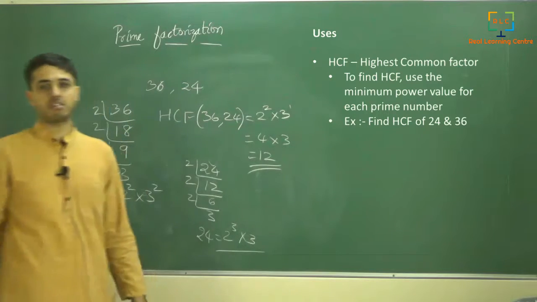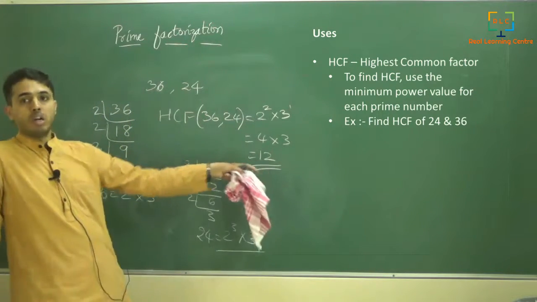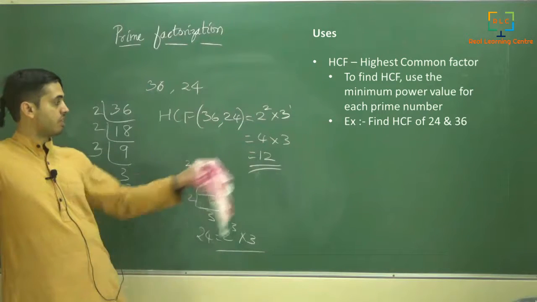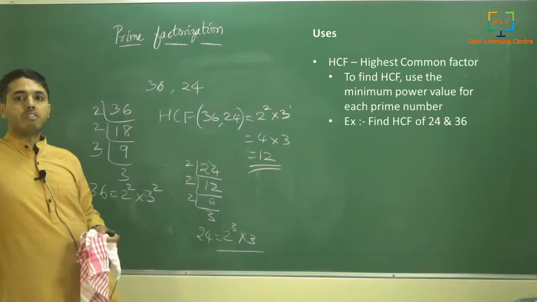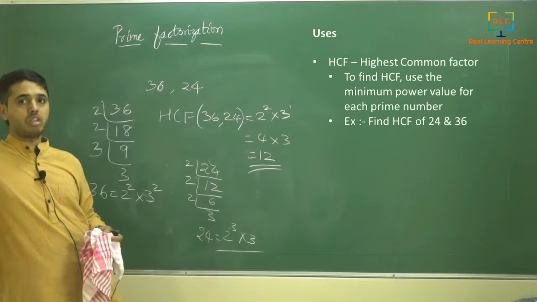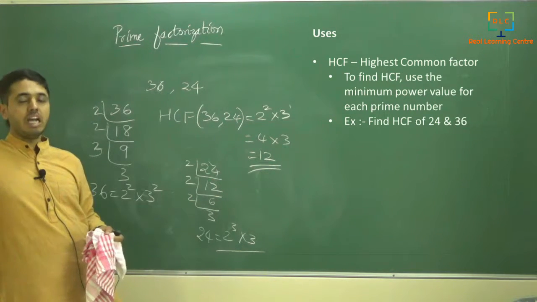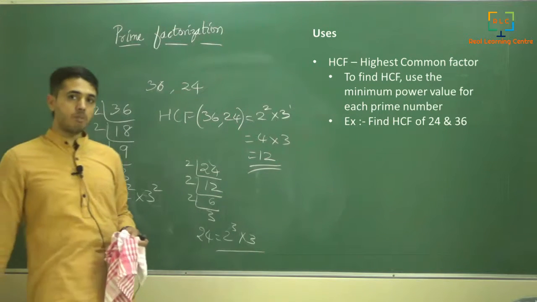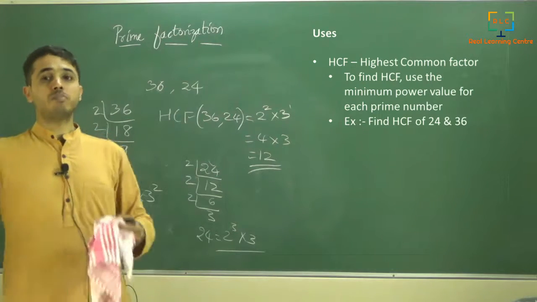The highest common factor among these two, because we know 12 3s are 36 and 12 2s are 24. The highest common factor of 24 and 36 is 12. So in this way we can use prime factorization very efficiently to find HCF, or the highest common factor. Now, having studied highest common factor, what about multiples?